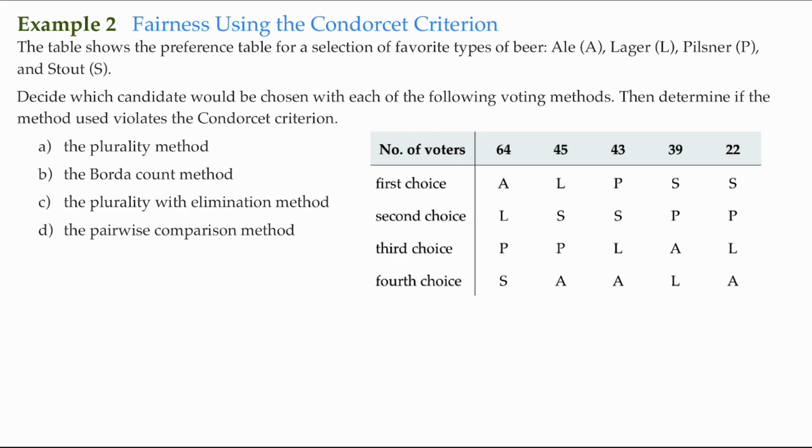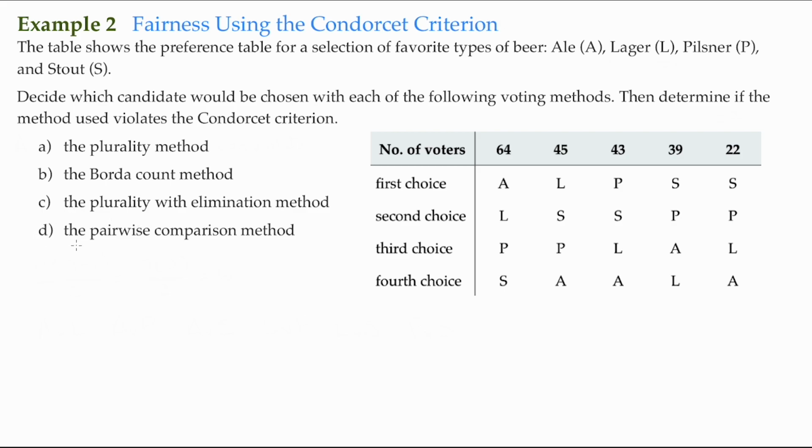We continue this example with the next criterion used to determine the fairness of an election method, and this criterion is known as the Condorcet criterion, named after the French mathematician Nicolas de Condorcet. The Condorcet criterion states that if a candidate wins a majority, again, more than 50%, of head-to-head comparisons with every other candidate, then that candidate should be declared the winner of the election.